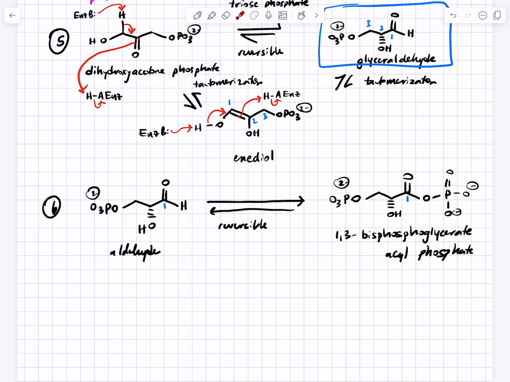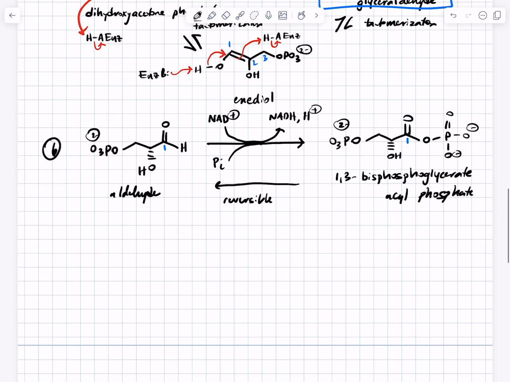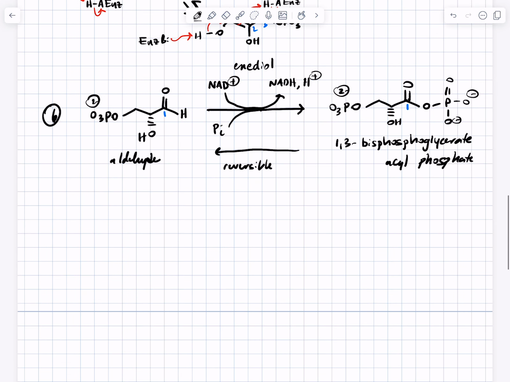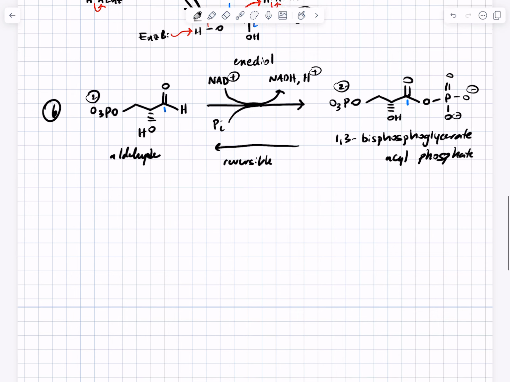This reaction is going to involve NAD+, and you're going to get NADH out. There's going to be a proton lost. And we're also going to need a molecule of phosphate. Inorganic phosphate is what the biochemists call it. This molecule of inorganic phosphate is going to end up as this phosphate group on the carbonyl carbon.